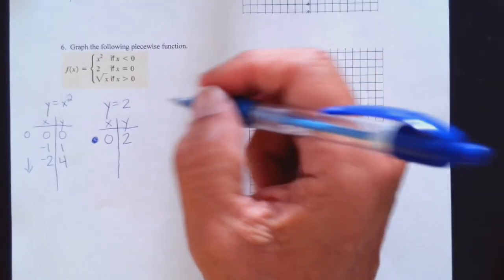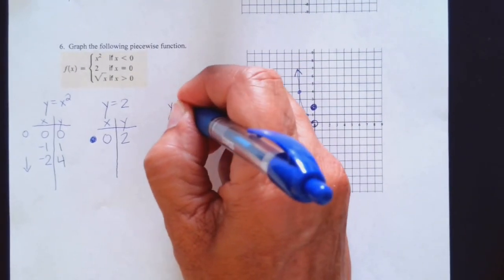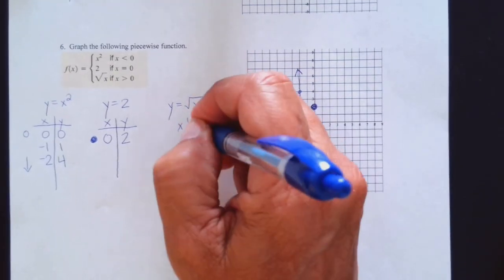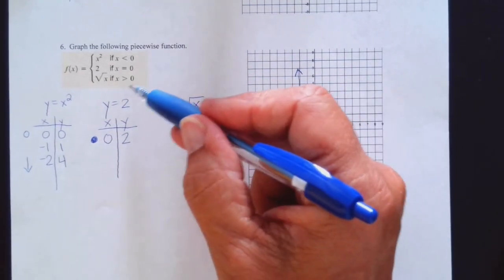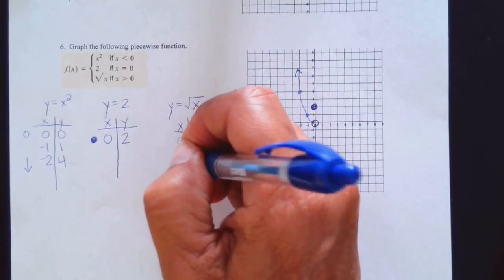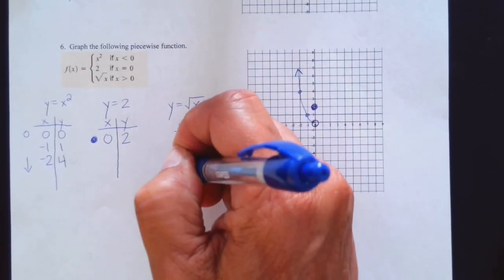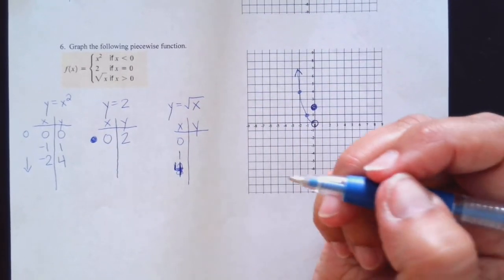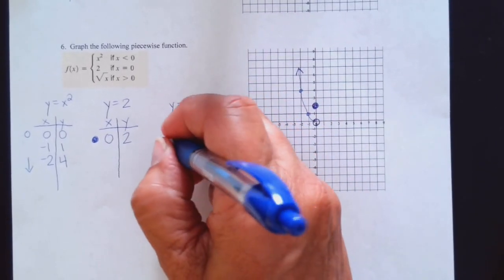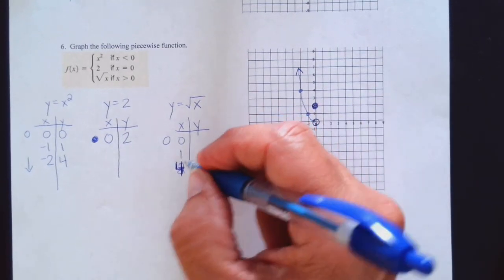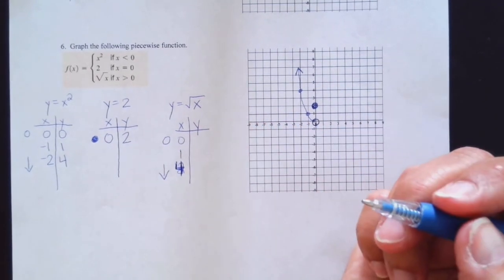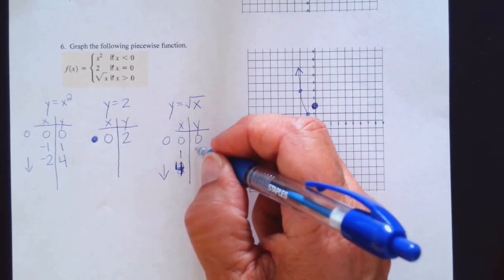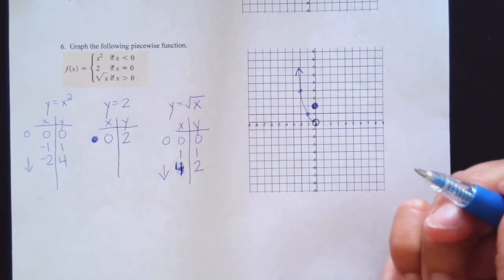All right, and then the last one is the square root of x. Okay, so again, we're going to use the table. We're going to use numbers greater than 0. Let's use 0, 1, 4, so we can take the square root. Now, greater than 0, so we're not using it. And then we're going to keep going greater than that way. All right, square root of 0 is 0, square root of 1 is 1, square root of 4 is 2.